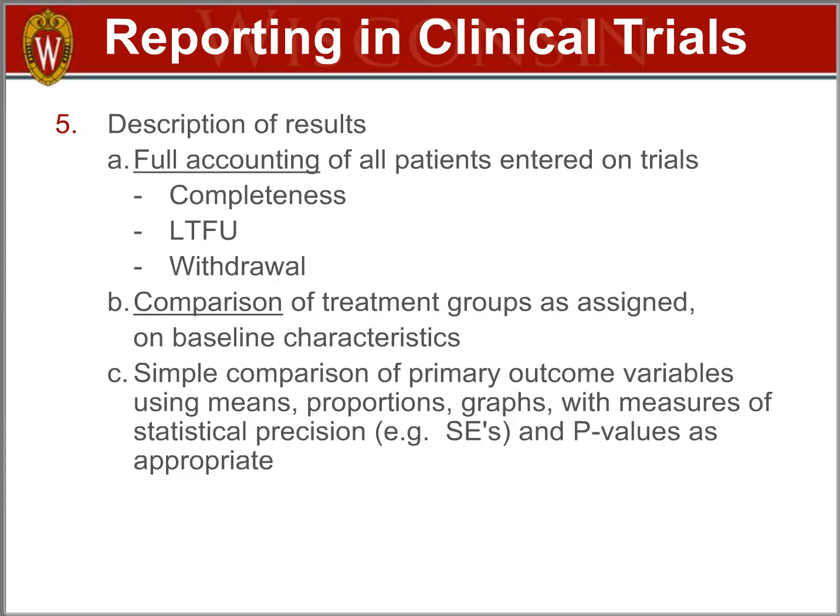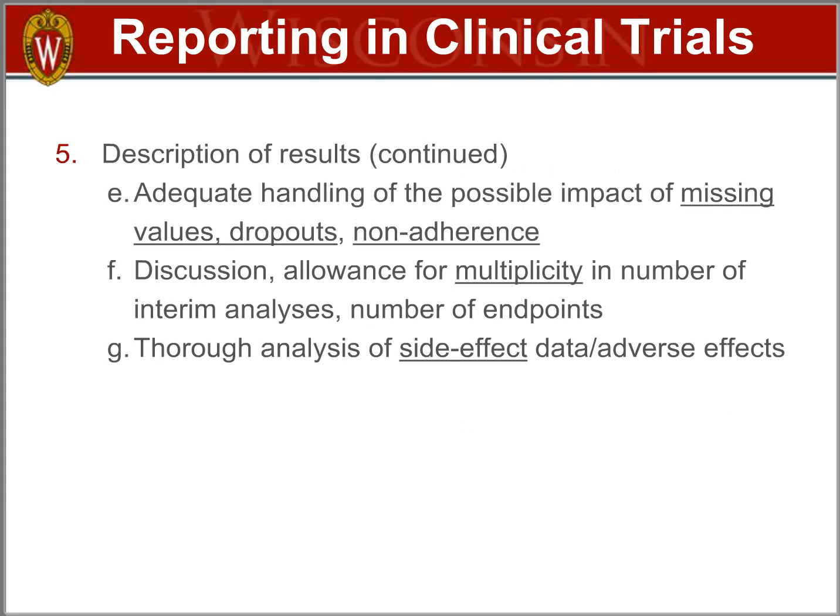And finally, we need to describe our results in simple comparisons that are understandable to the readership of your paper on the primary outcome variables, using, for example, means, proportions, graphs, some measure of statistical precision, and p-values or some other measure to assess the significance of those results. We also need to have some description of how data were handled that were missing or were lost to follow-up, or how the non-adherence was handled. There should be a serious discussion about allowance for multiplicity of the number of interim analyses, the number of endpoints, perhaps a number of subgroups, and finally a thorough analysis of the side effects of the data.